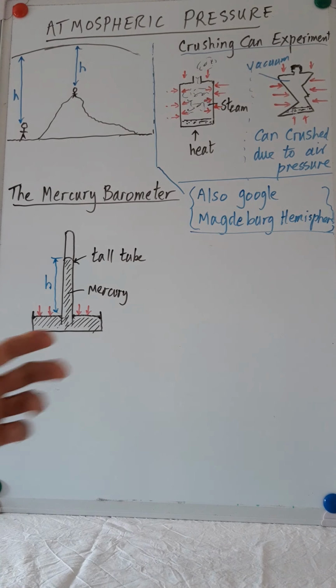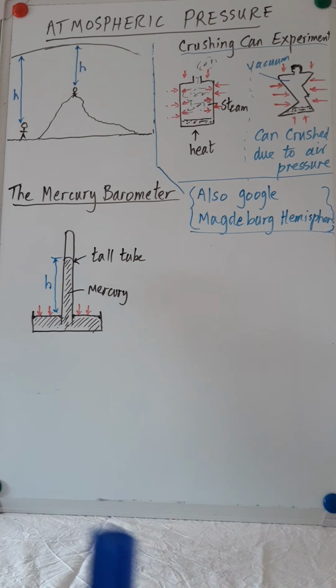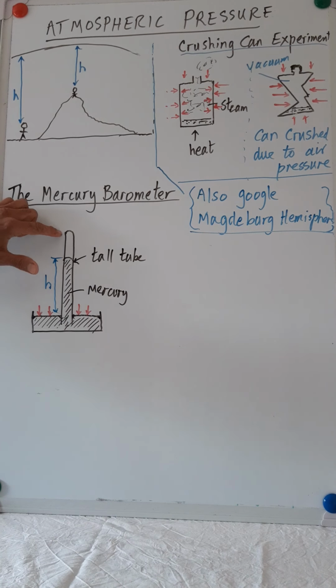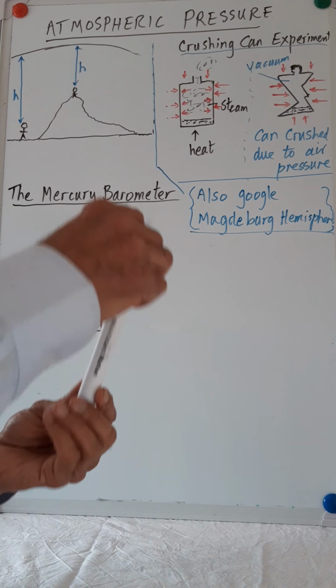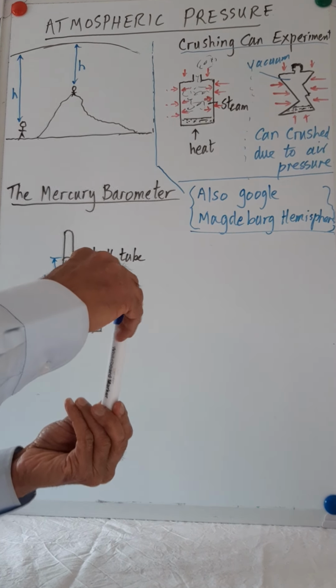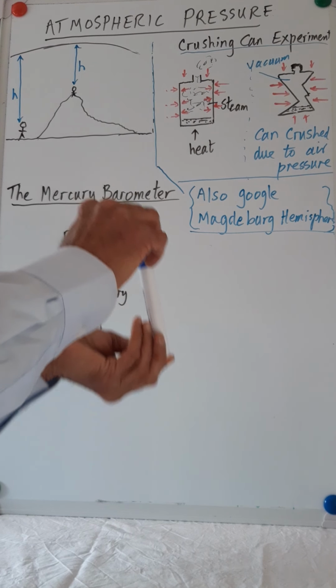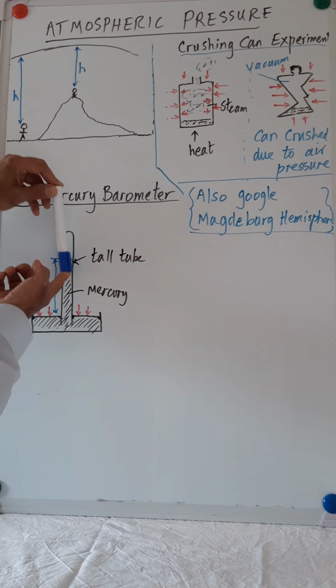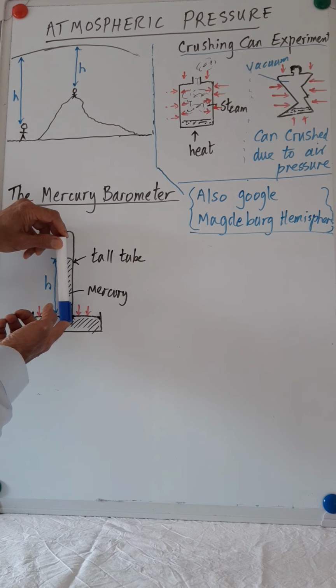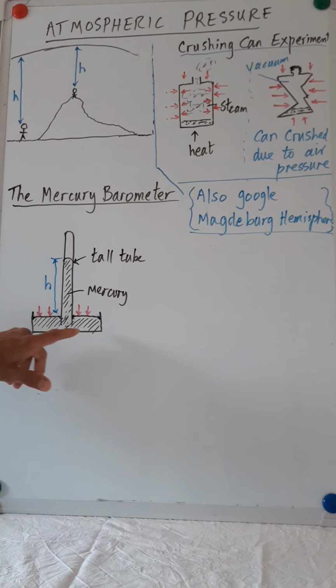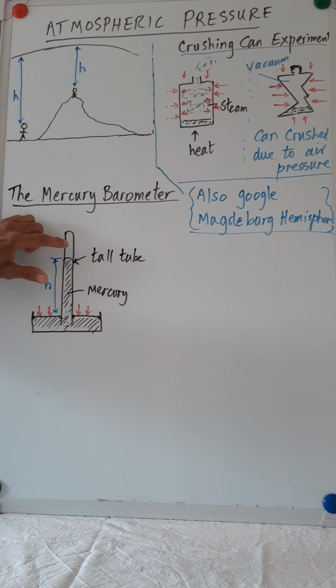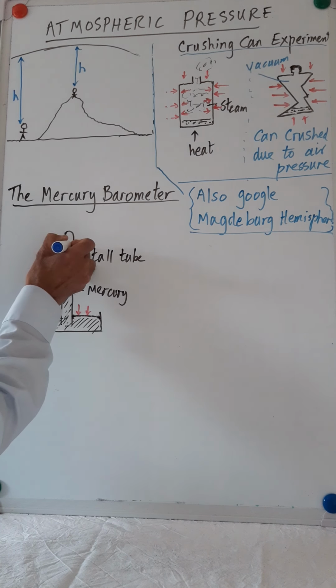Now, how do we make a mercury barometer? If you take a very tall tube, more than 1 meter long, you fill it up with mercury. Then you put your hand on the top of the tube and turn it upside down into the trough of mercury, so that no air gets into it. You'll have a vacuum in here.